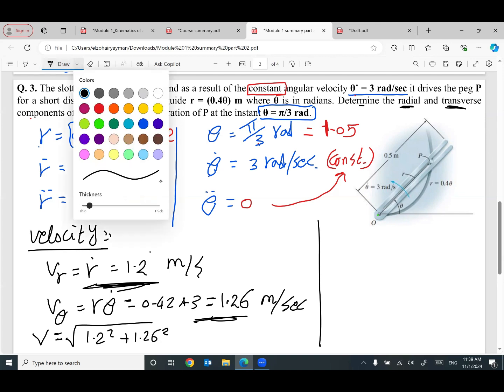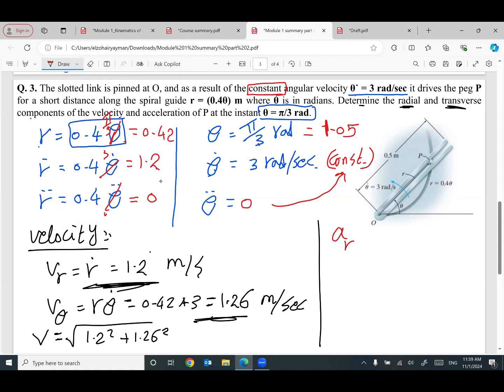For the acceleration, we have the radial component and the transverse component. The radial component equals R double dot minus R theta dot squared. You have everything you need. R double dot is 0, minus R, 0.42, times theta dot squared, which is 3 squared. So this value will equal negative 3.8.